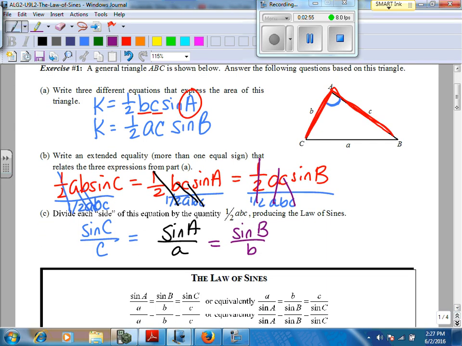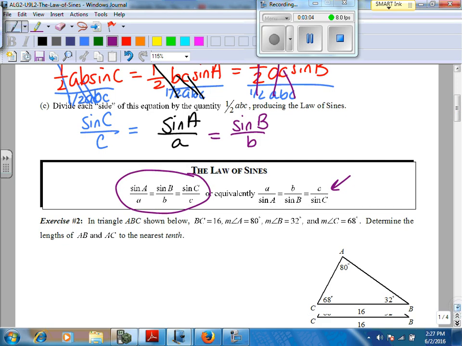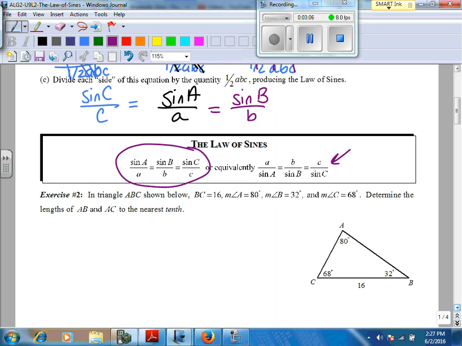So you can see in the box below it says law of sines, sine A over A, sine B over B, sine C over C. This is provided for you on your reference sheet. You also could use all the reciprocals. It's the same thing to put the sides on the top and the sine of the angles on the bottom.